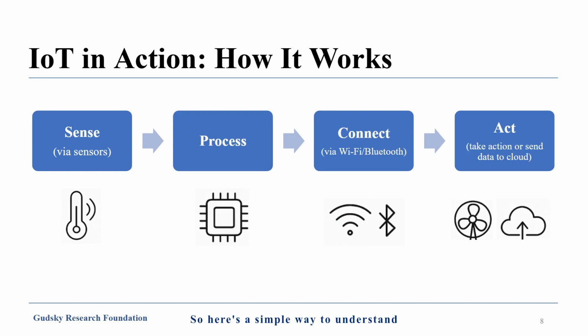So here's a simple way to understand how IoT works. First, the device senses the environment, maybe temperature or motion. Next, a chip inside processes this data. Then it connects to the internet, Wi-Fi or Bluetooth. Finally, it acts, either by taking local action, like turning on a fan, or sending the data to the cloud for analysis. This is what makes your room lights turn on automatically or your smart AC adjust itself.